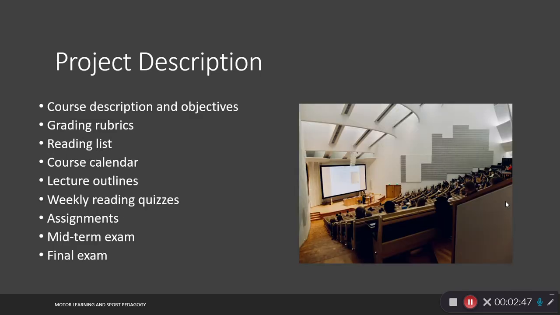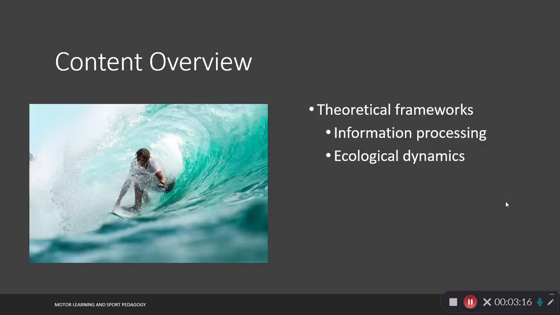Some of the deliverables for this project included a course description and learning objectives, grading rubrics, a vast reading list. I spent a large portion of this project simply absorbing the research and theory in various books and articles in this space. A course calendar, outlines for lectures, weekly reading quizzes, as well as answers for those, a variety of different assignments, and a midterm and final exam.